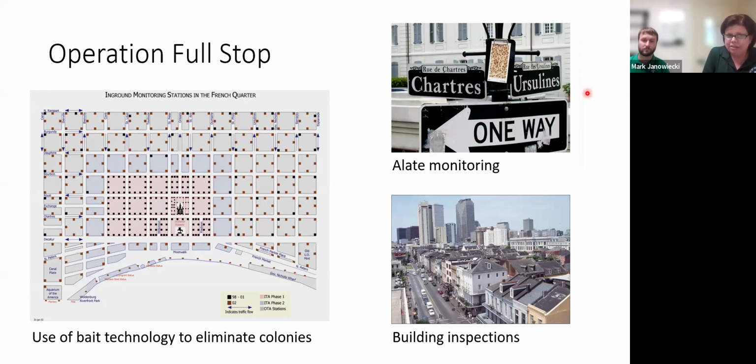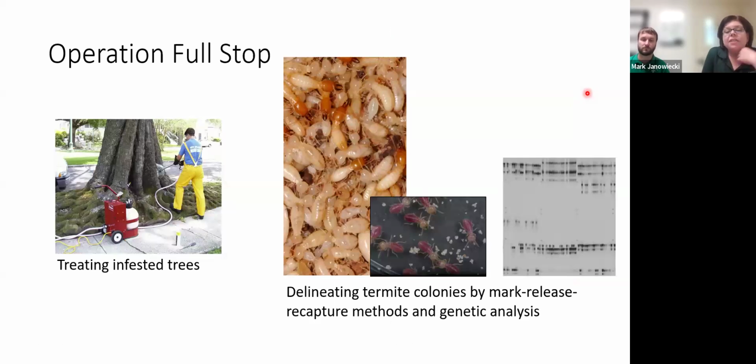the quarter, they also had monitoring stations along most of the intersections within the French Quarter to monitor for reinvading colonies and termite activity and all that good stuff. We also monitored alates during each swarm season on a daily basis to give us a relative abundance of termites in the French Quarter. There were a lot of building inspections top to bottom as well. Infested trees were also treated, sometimes with bait, sometimes with a liquid foam injection.